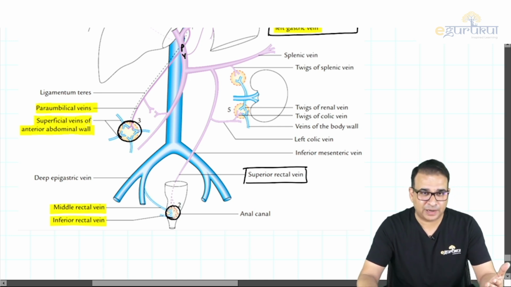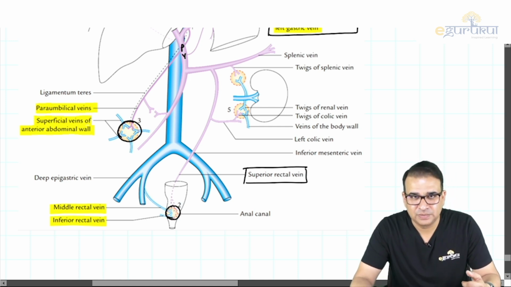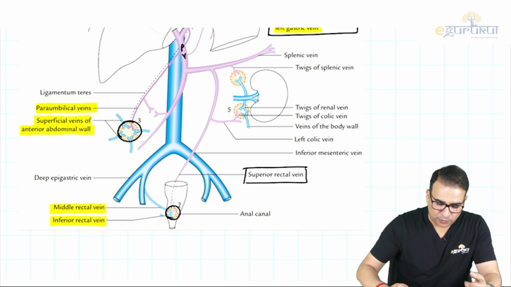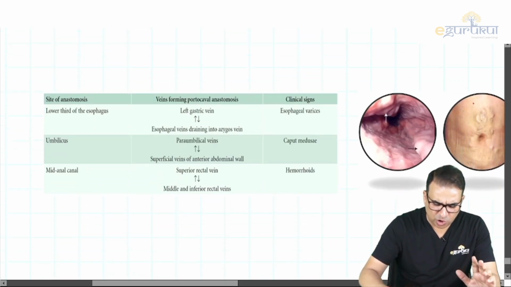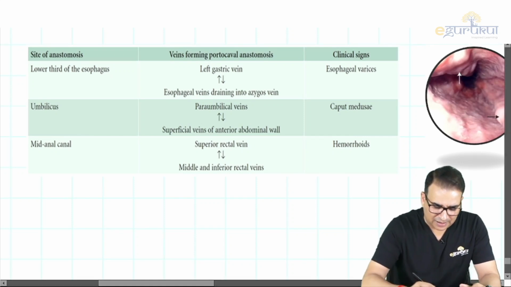Again, in case of portal hypertension, there will be engorgement of these veins in this region here, leading to the hemorrhoids here. Right. So once again, just to put the same thing in the tabular form, I'm only talking about the major areas of the portosystemic anastomosis. We do have other sites also, like the left gastric vein.